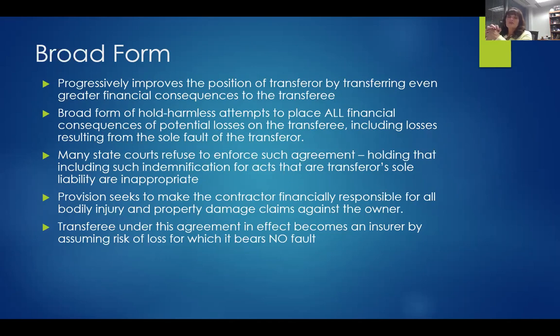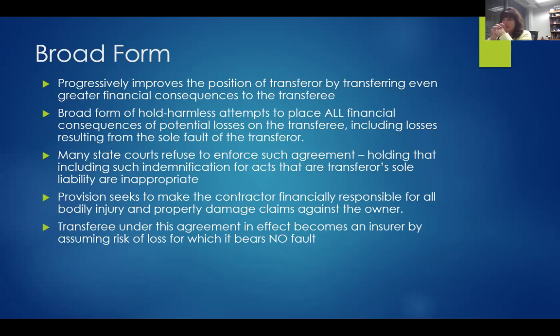Many state courts refuse to enforce this type of agreement because basically you're holding that indemnification for acts that the transferor or owner should have responsibility for. That's not appropriate because they had responsibility or negligence. They should pay for their own negligence. They shouldn't transfer that responsibility to some other party that had nothing to do with it. Now, obviously someone with higher negotiating power could get that, but it doesn't necessarily mean it'll be upheld in court.